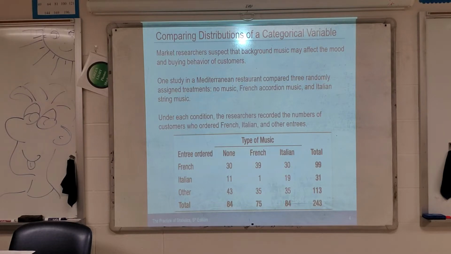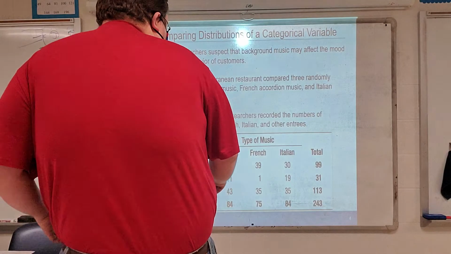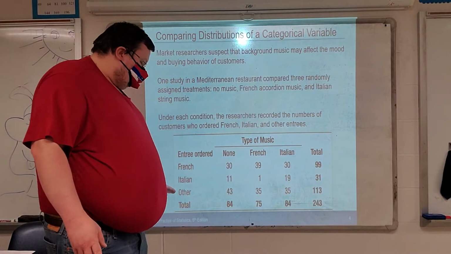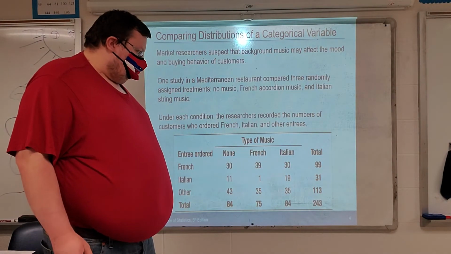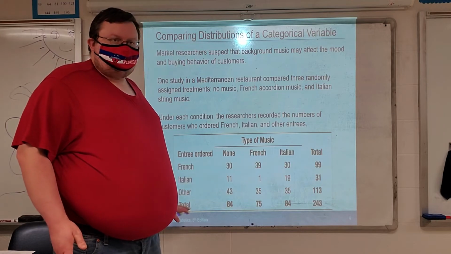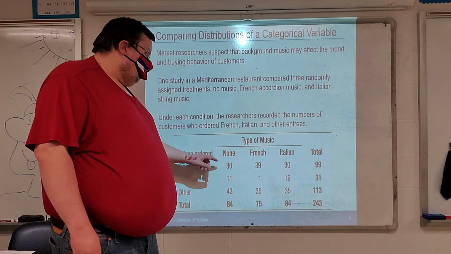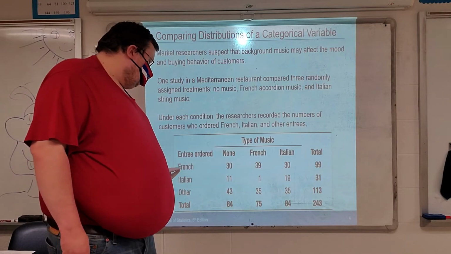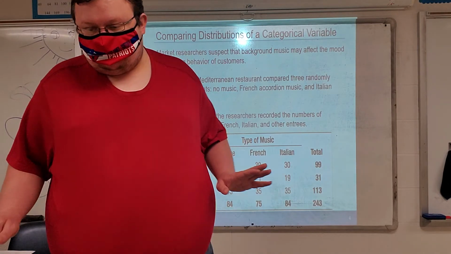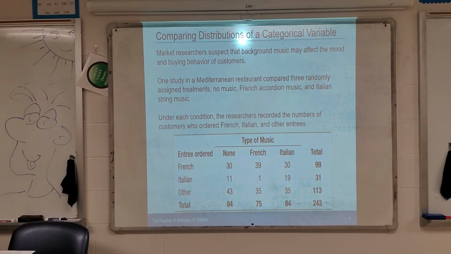So, they're looking to see what type of music they're listening to and what type of entree they order, and whether there is some sort of relationship between the two. What they've done is the counts: how many people were listening to this type of music but ordered this kind of food? Does that make sense as far as the two-way table?